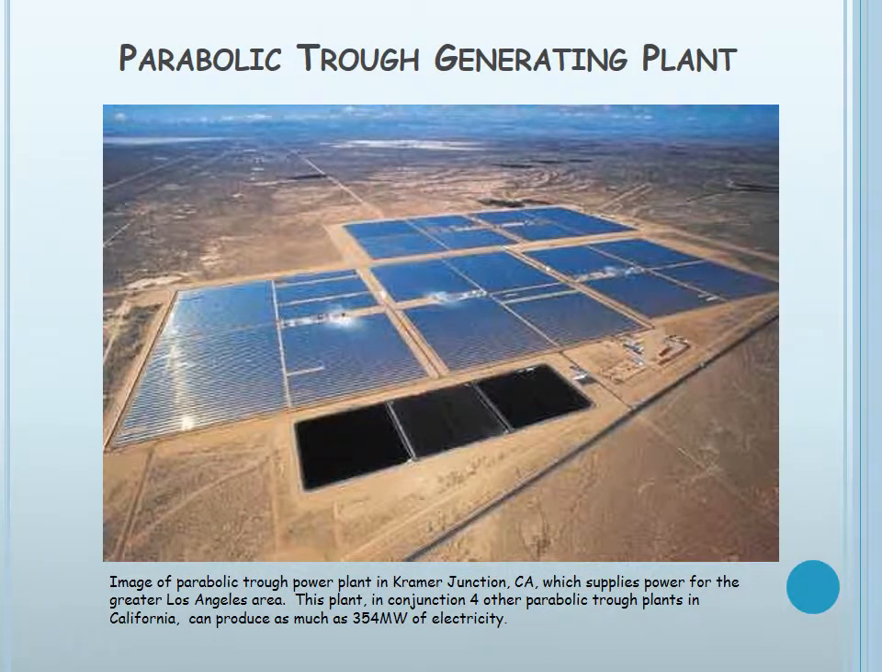And this is actually a parabolic trough power plant, it looks like. This is the one in California near Los Angeles, and this is one of the biggest concentrated solar power plants in the world, and they're quite efficient. They actually produce electricity for almost the whole west part of the US.